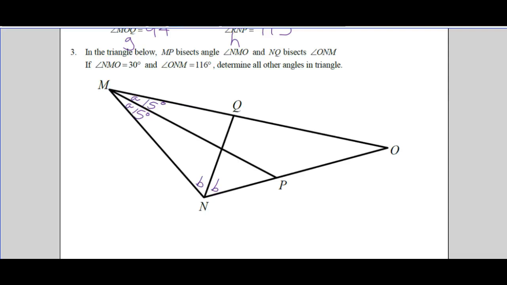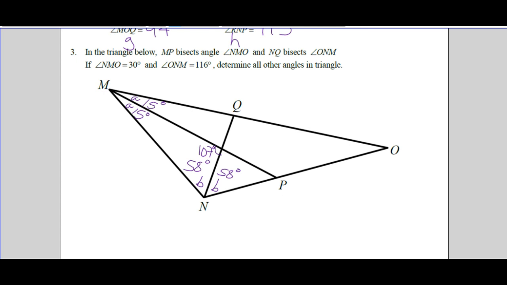Okay, what else? Angle ONM is 116. So what do we know? Then B is 58, so that's 58 degrees. Okay, determine all the angles. Where do you want to start? Let's start here. What do we know? What's that angle? We've got to go 180 minus 15 plus 58. So you go 180 minus 15, minus 58. 107? Yeah. Okay, so 107 degrees.